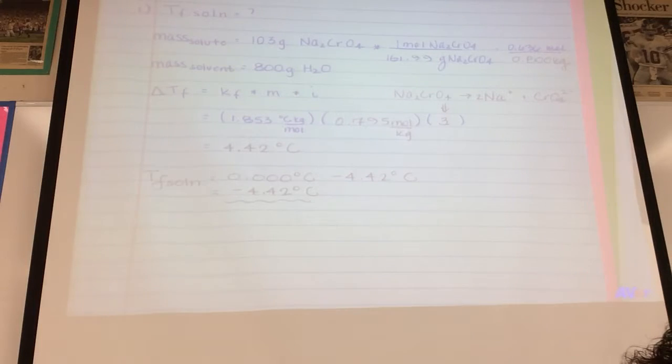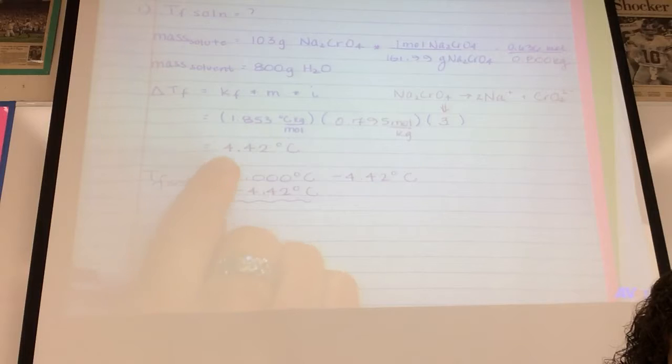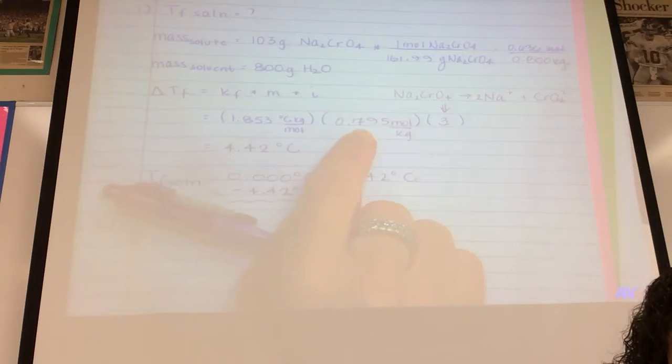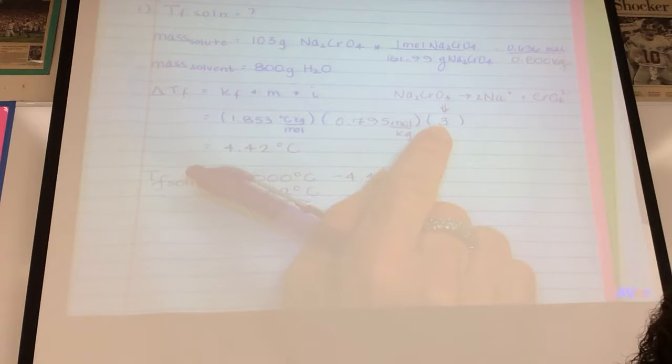Yep. Why is 4.42 3 sig figs? 1, 2, 3. Yeah, why do you have it? Because my molality was in 3 sig figs. I see what you're saying. This is not relevant for sig figs.